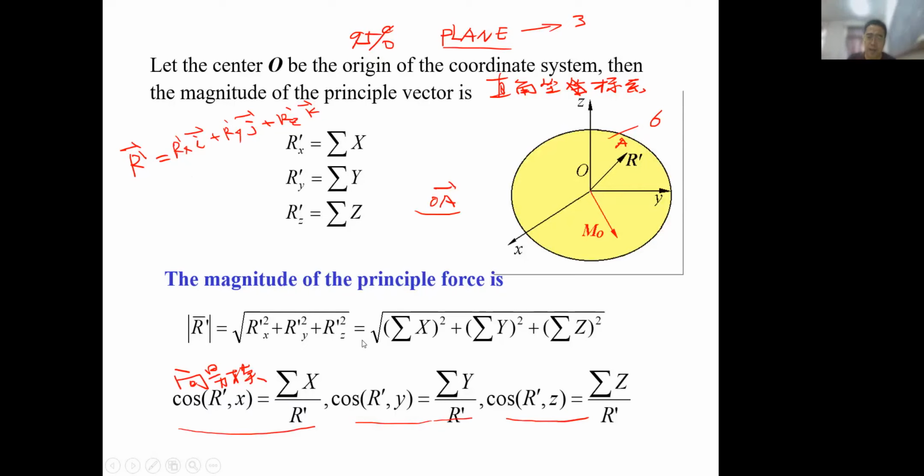We just need a calculator, right? Maybe we just need software like MATLAB. We can do it easily, right? Then we can find its cosine value. Then we can find its real angle between this vector and the x direction, y direction, and z direction.